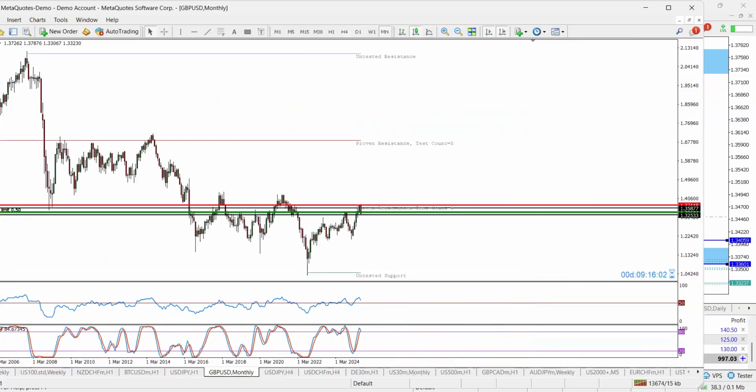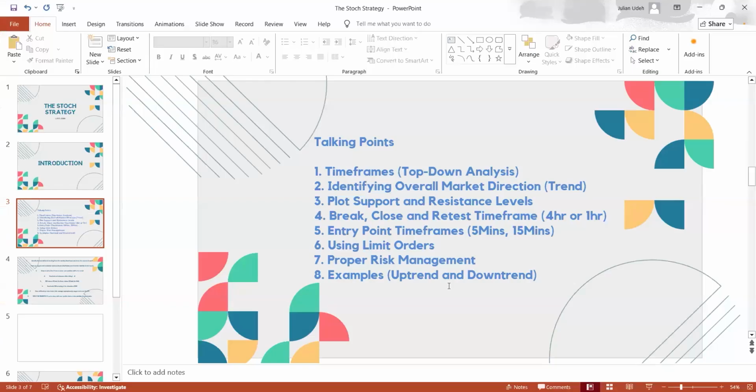So this is basically it. We've talked about the time frames, top-down analysis from the monthly down to the 1 hour. Identify the trend. Start from the monthly and check down to know what the trend is. You can just use one monthly candle, just one. Plot support and resistance levels. We have done that. Break, close, and retest, either on 4 hours or 1 hour. You check it as well.